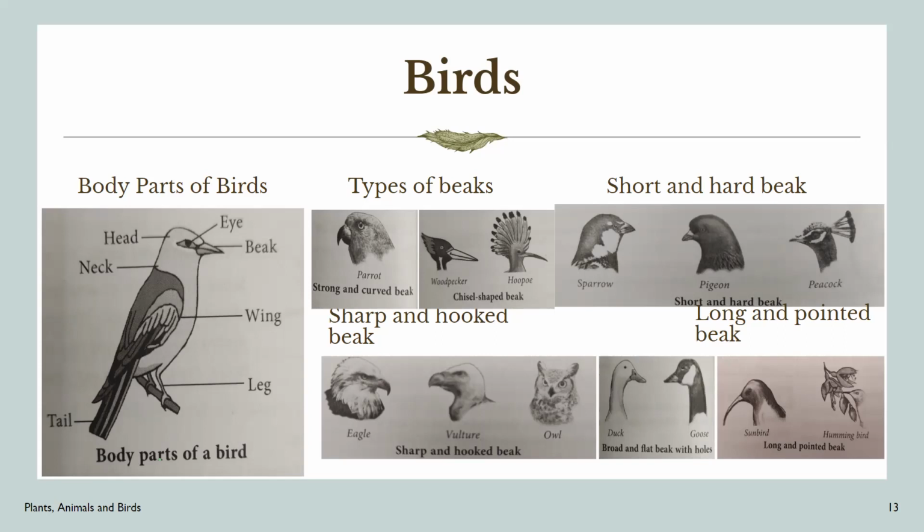Who has it? Ducks and goose. They have broad and flat beaks. Ma'am, what do you mean by goose? Goose is the name of a bird. See, just like duck, a goose is there. It is also a bird. And they have holes on either side.